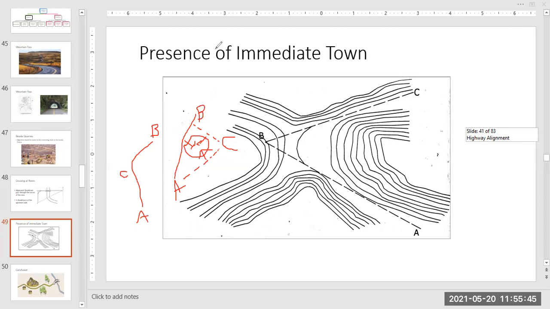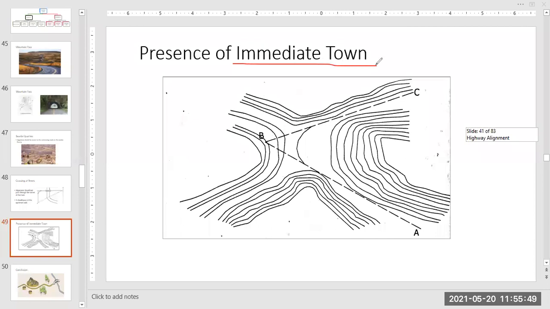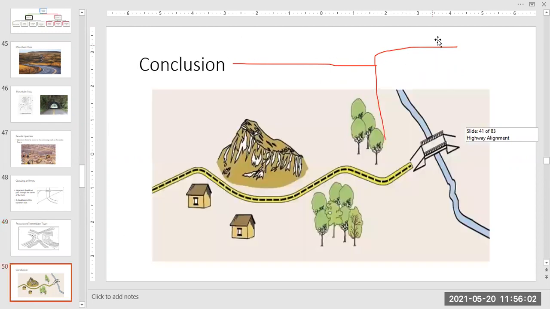So, one of the obligatory points: whenever there is a small town nearby, go to the town and then turn the route. When there is a river, go to the river and then turn. When there is a mountain, go through the mountain. So this is just a small figure to understand the concept of positive obligatory points.